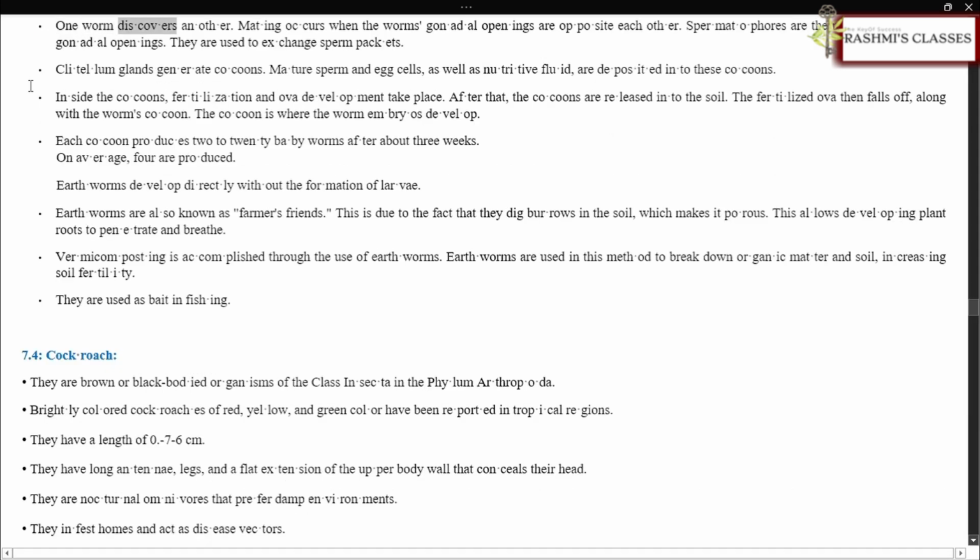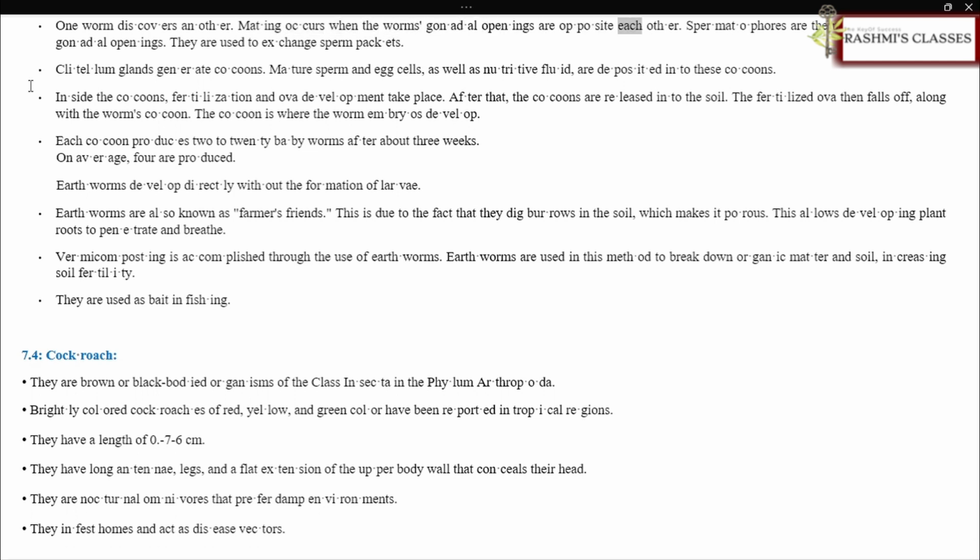There is a mutual exchange of sperm between two worms during mating. One worm discovers another. Mating occurs when the worm's gonadal openings are opposite each other. Spermatophories are the name given to these gonadal openings. They are used to exchange sperm packets. Clitellum glands generate cocoons. Mature sperm and egg cells, as well as nutritive fluid, are deposited into these cocoons. Inside the cocoons, fertilization and ova development take place.